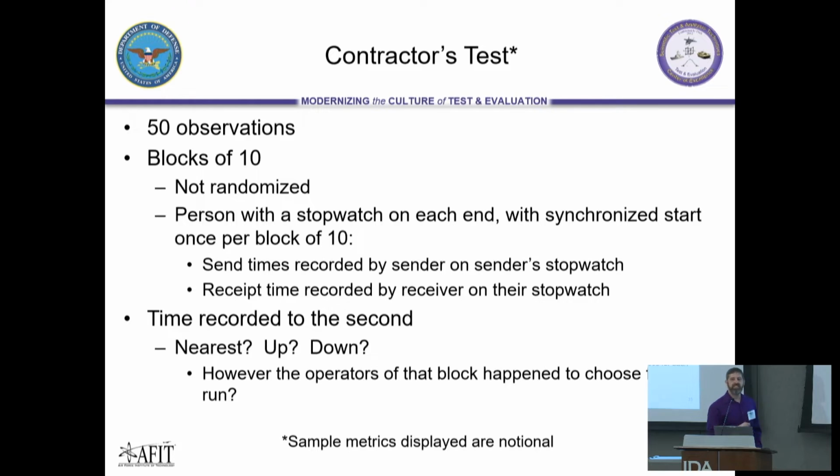So here's an example of what the contractor test may have been like. Let's say 50 observations, blocks of 10. It was not randomized. It was 2 people, each with a stopwatch. They synchronize their stopwatch. They look at the time when they send. The other person looks at the time when they receive. Okay? Apparently, we couldn't use any digital timestamps.